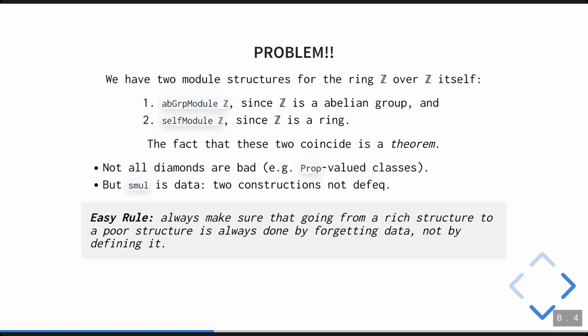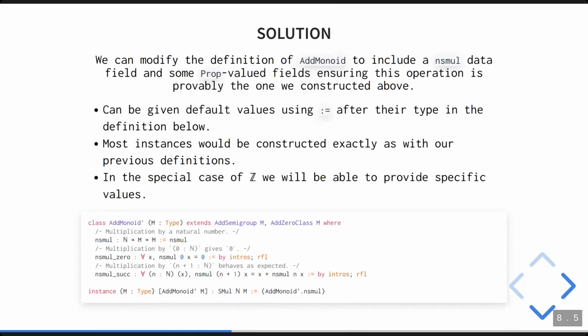And how do you build this into the system? Well, first of all, anytime you go to a structure that has more data, more fields, than another one that has fewer fields, or is a poorer structure, you want to be forgetting data when you go in that direction, not defining extra data, which is what we did here. Because we had this NS mul or ZS mul, what you have to do is put that inside the definition already, and that's how Mathlib does it.